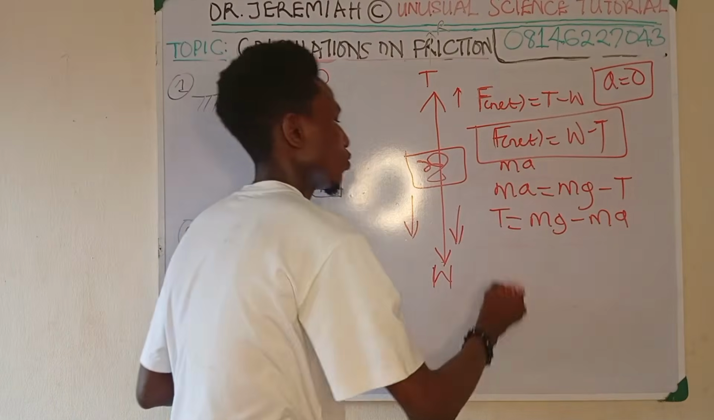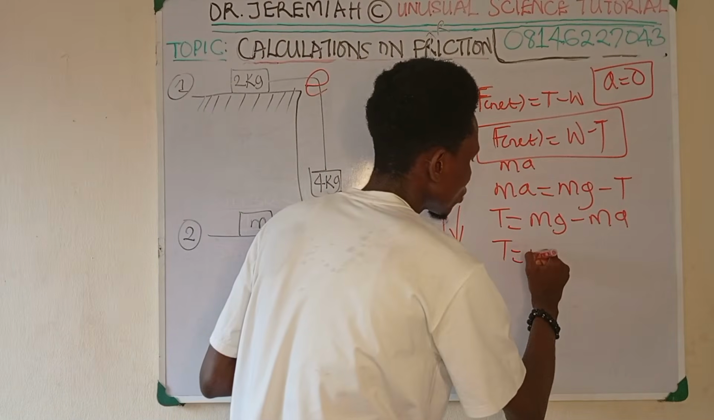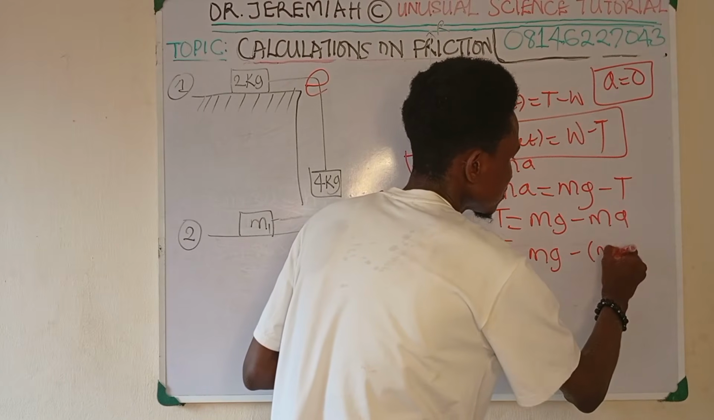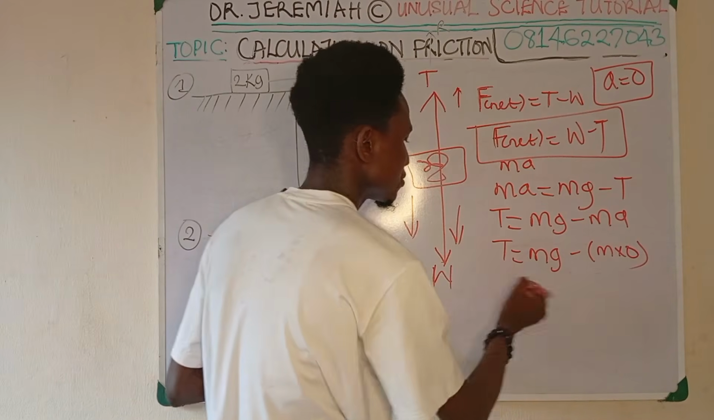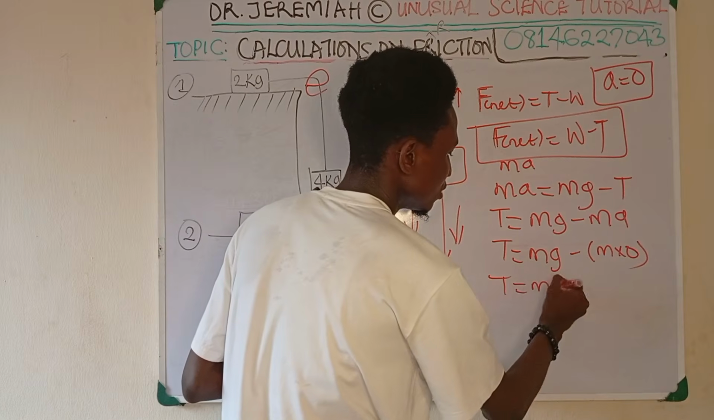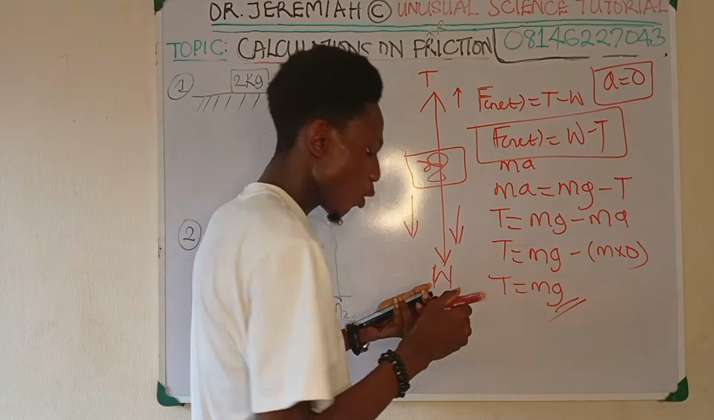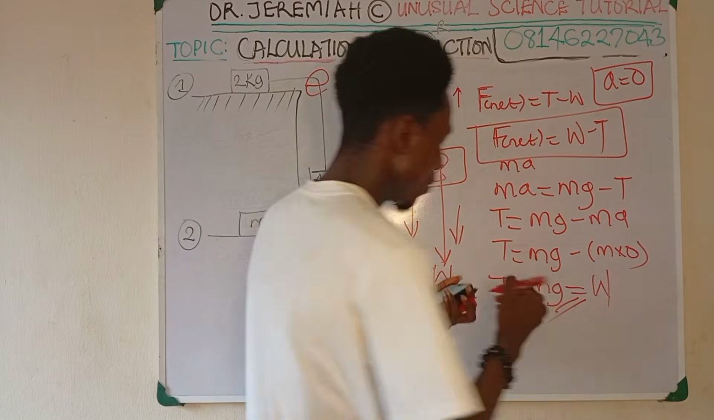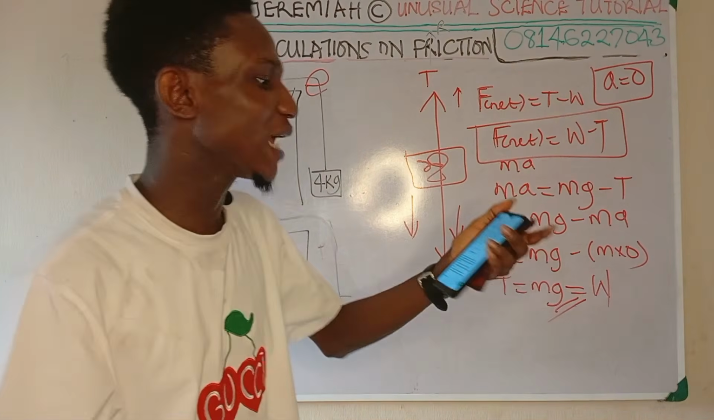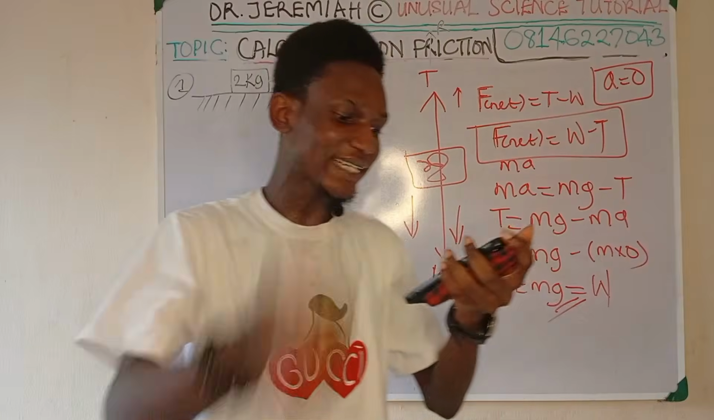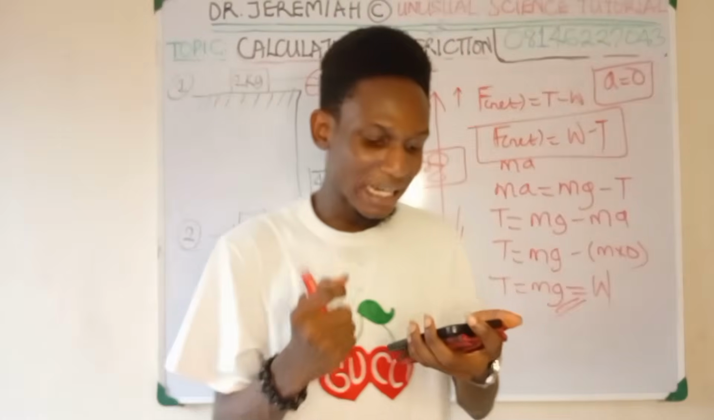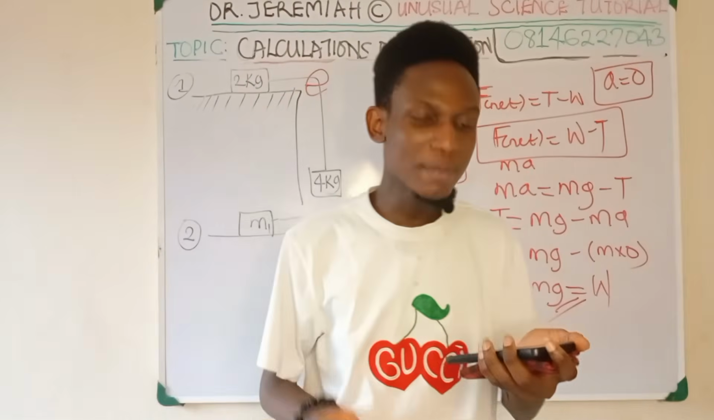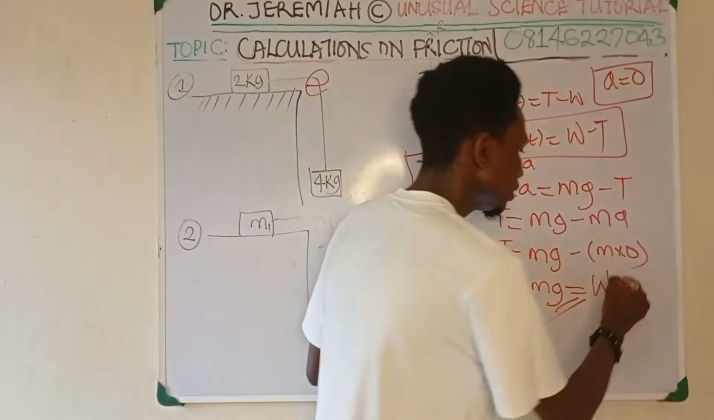Now, what do you do next? a equals 0. So no need to even waste your time. You're going to have T equals mg minus m times 0, which gives you 0. So you're going to have T equals mg. It means that tension equals the weight. So that mg is weight. The tension of the body, or the apparent weight, the scale reading, is the same as the weight of the man. There's no change. So it means the correct answer is option B.